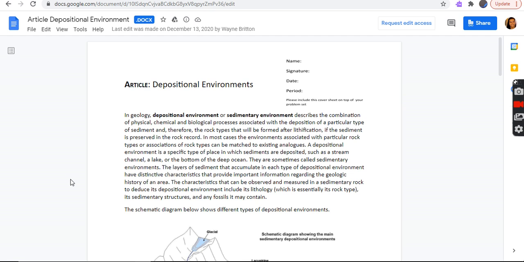I have trouble seeing this word, distinctive. I'm not really that good at words.